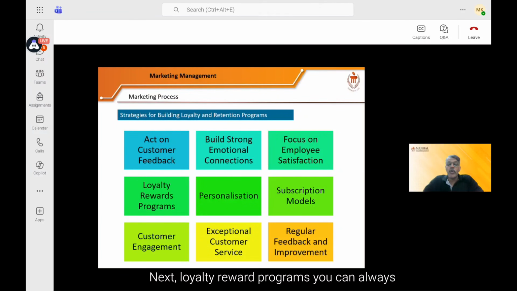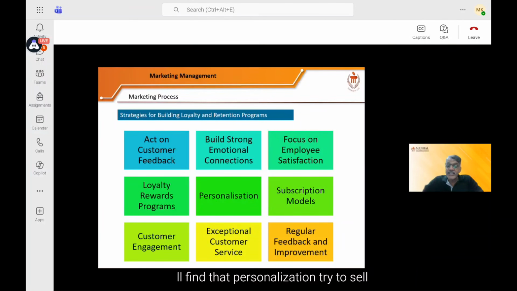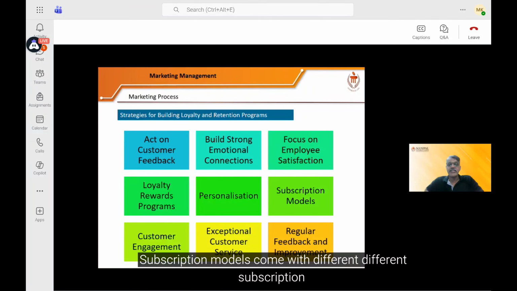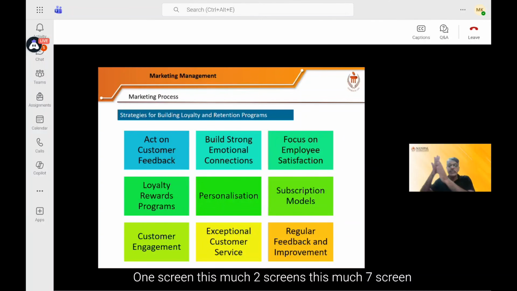Next, loyalty reward programs. You can always announce loyalty reward programs, especially in the case of credit cards. Personalization: try to sell products which make them feel very personalized, or try to make products which will make them comfortable to feel that it is for them. Subscription models: come up with different subscription models. For example, in Netflix, one screen this much, two screens this much, seven screens this much, subscription models, right?